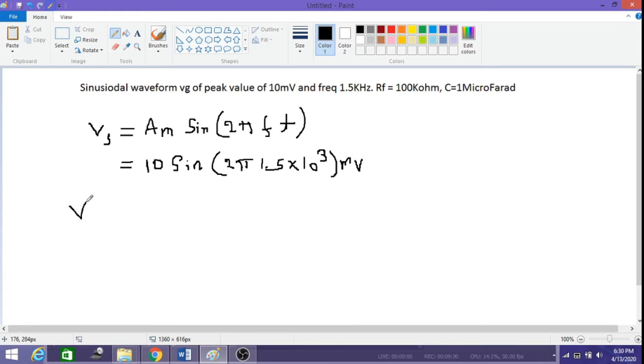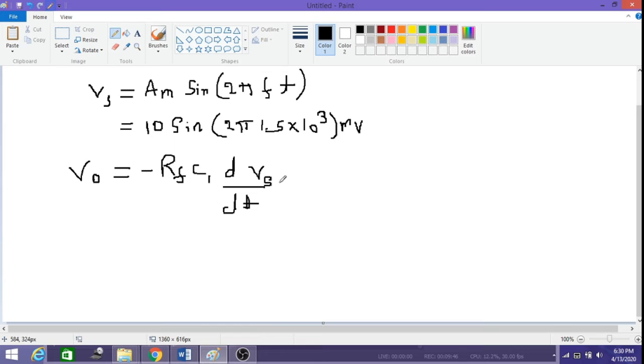Now we know the output equation, that is, output equals minus Rf into C1 or C, that is d by dt, differentiate with respect to Vs. Now we will substitute all the values here and differentiate this Vs. I'll leave it to you to substitute and calculate.